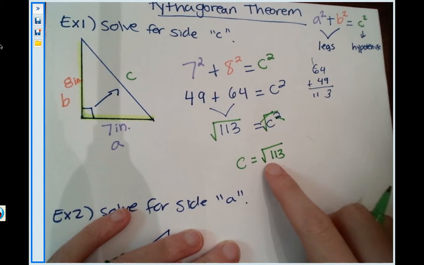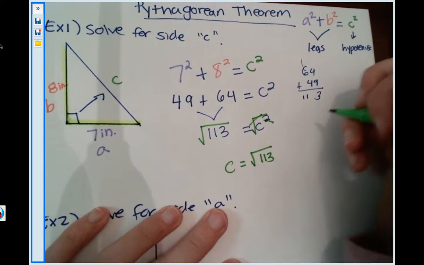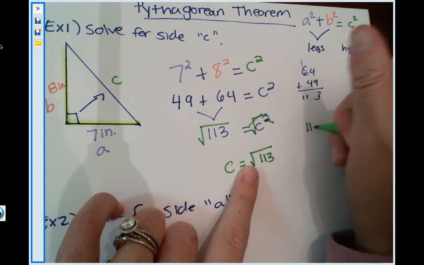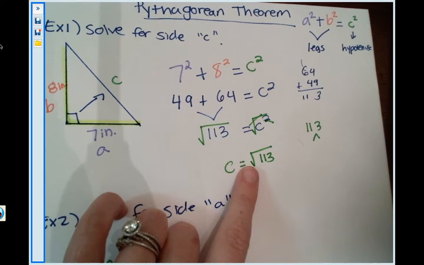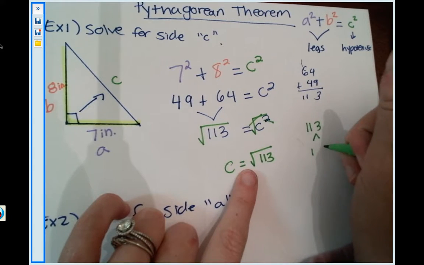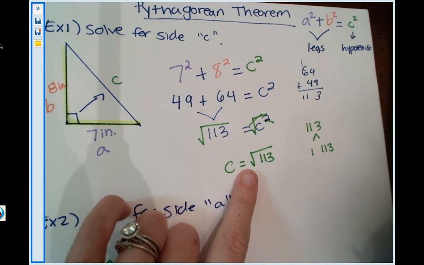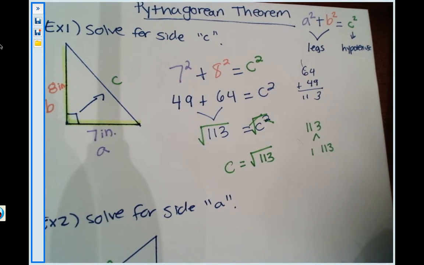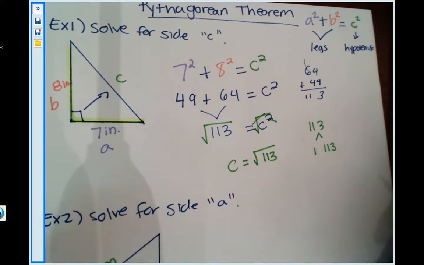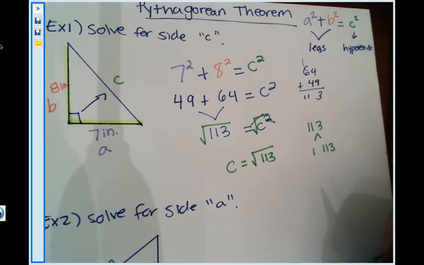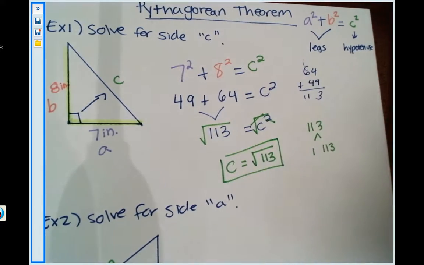Since the square root of 113 is not a perfect square, we need to simplify the square root by doing a factor tree. 113, as far as I know, doesn't break down into anything. The only thing it breaks down to is 1 and 113, I'm pretty sure, unless I'm wrong. Let's see here. No, I don't think anything goes into it. So this will just be 113. Nothing breaks down. I don't have any cute little couples. So my answer for C is just the square root of 113.